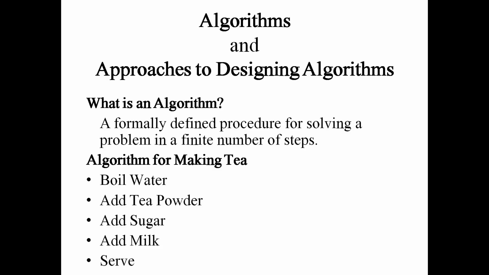Suppose someone asks you, how do you make tea? You will explain the steps one after the other. Boil water, add tea powder, add sugar, add milk, and serve. So, these ordered steps form an algorithm. Similarly, computer algorithms also solve problems through a sequence of well-defined steps.